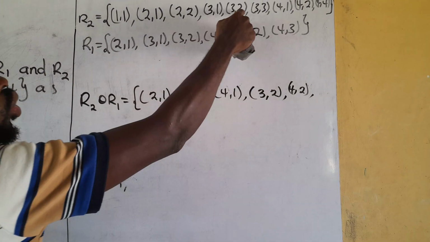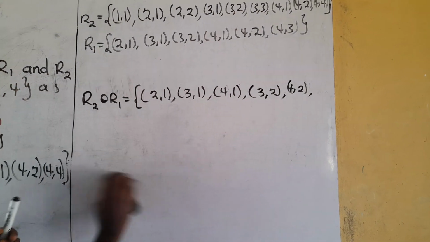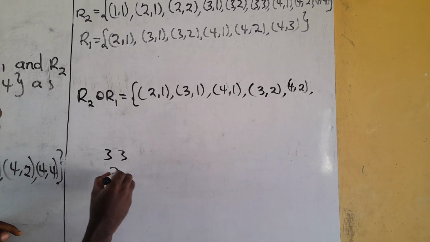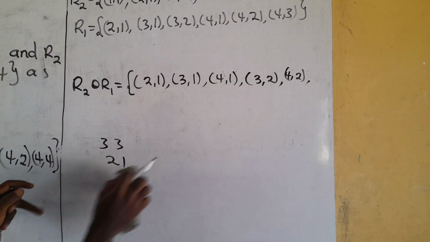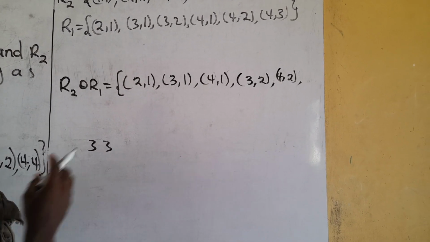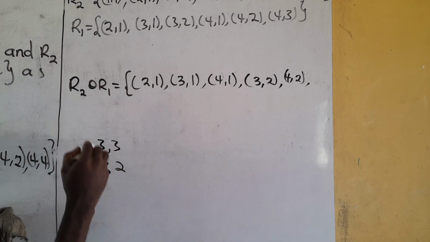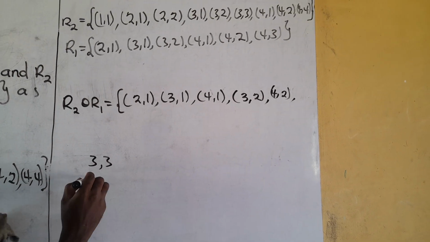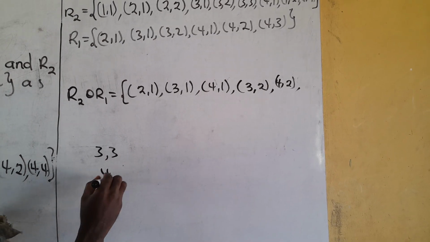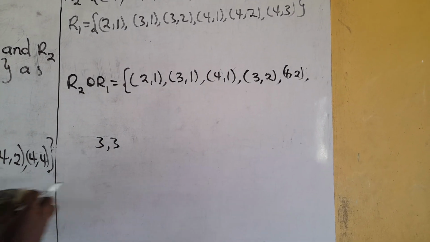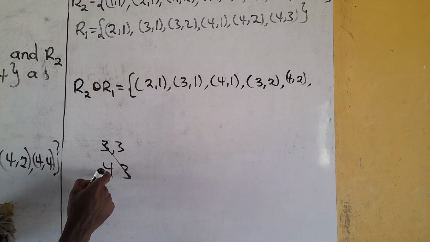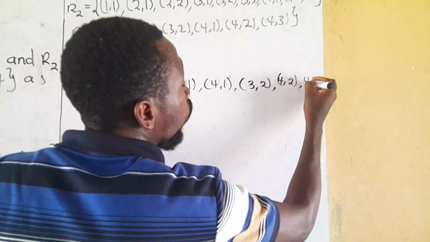Now we take the next one, which is 3 3, and match it against the others. 3 3 against 2 1, no such corresponding. 3 3 against 3 1, no such corresponding. 3 3 against 3 2, no such corresponding. 3 3 against 4 1, no such corresponding. 3 3 against 4 2, no such corresponding. 3 3 against 4 3, there is such corresponding. So we have the other pair 4 3.